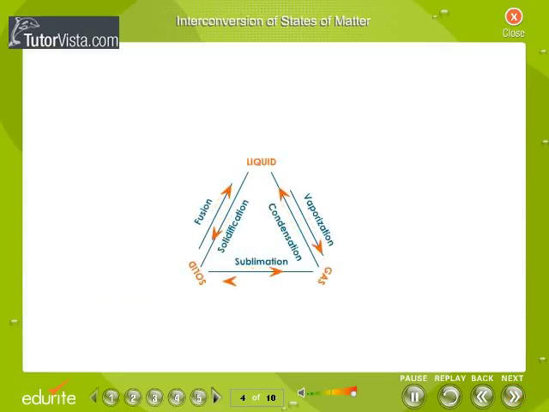Interconversion of states of matter. The three states of matter can be interconverted. Solid on heating or melting becomes liquid, which on condensing or cooling solidifies. Similarly, liquid on heating or boiling turns into the vapor state. The vapors on condensing liquefy. Some solids like iodine on heating directly vaporize without becoming liquids. This is called sublimation. When these vapors are cooled, the solid is got back.